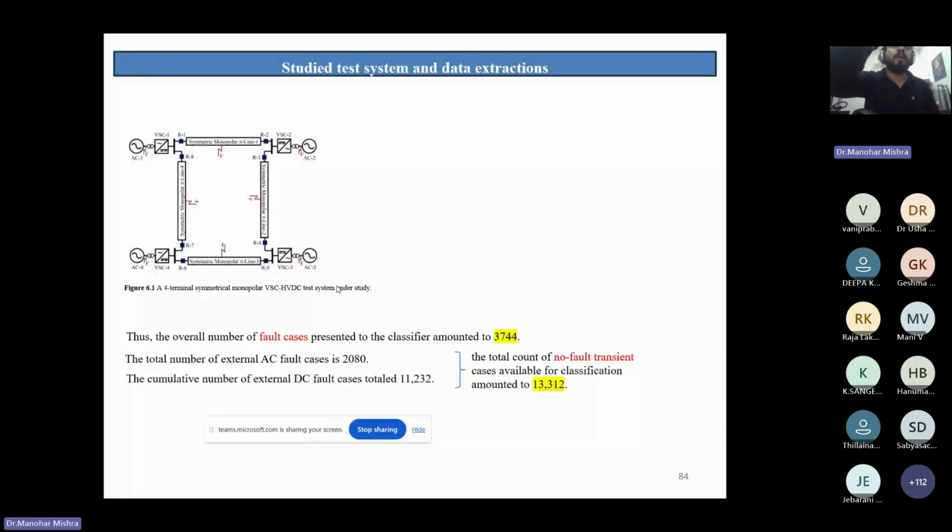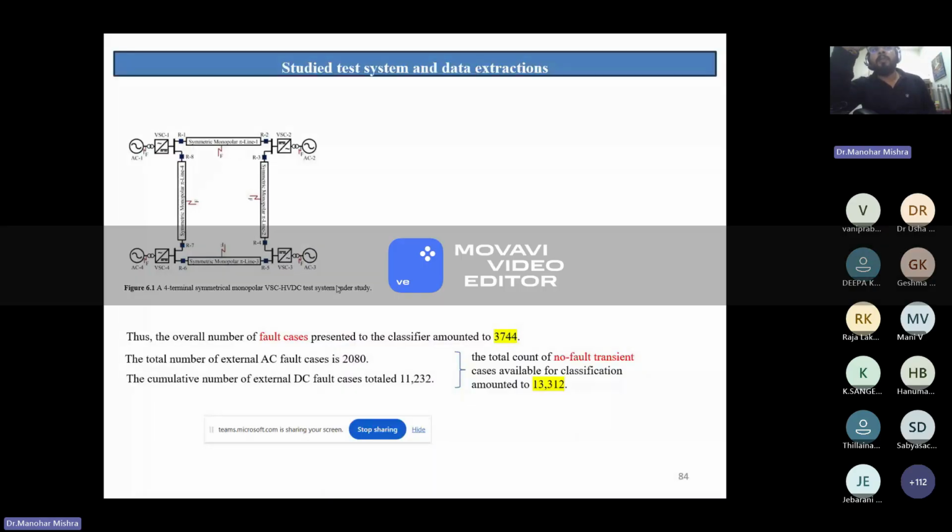If the fault occurs in line 1, we consider this a DC fault. If the fault occurs in another line but we are measuring from relay 1, then we can say that this is a no fault condition or a transient case for that condition.